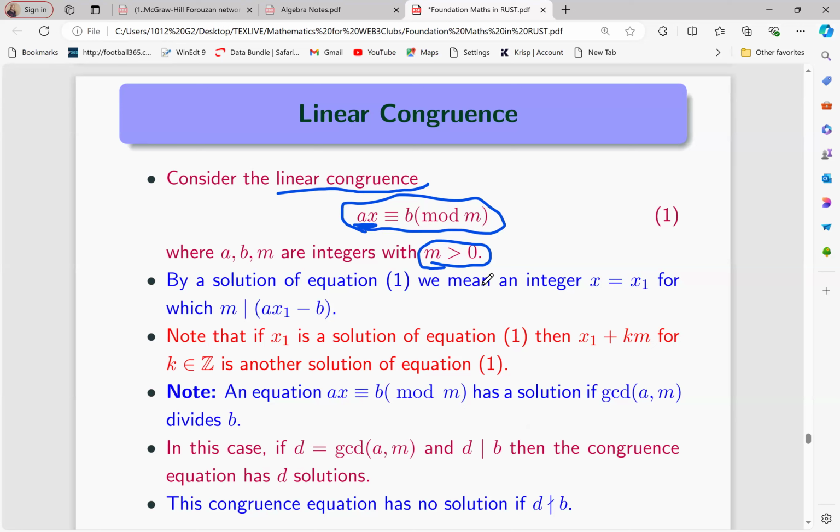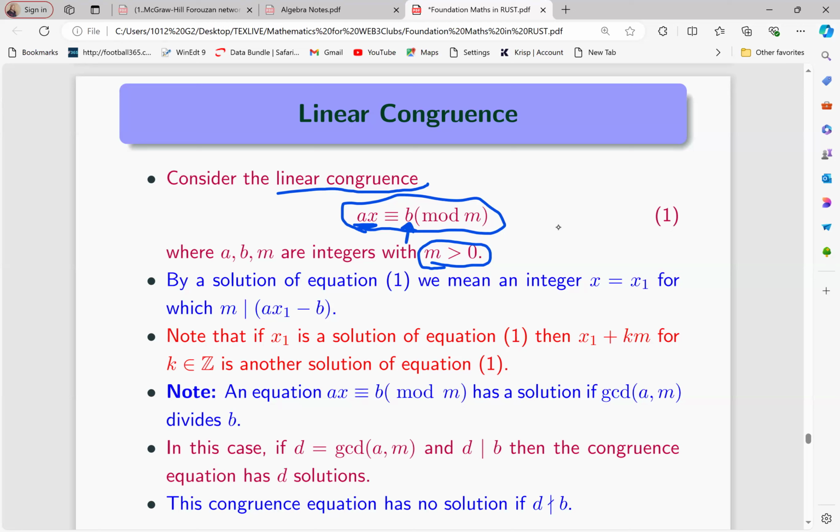That will not be the only solution. There will be various solutions. There could be many solutions depending on the GCD of A and M. The number of solutions will be equivalent to that GCD, if that GCD can divide our B.